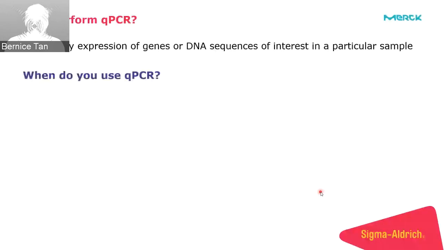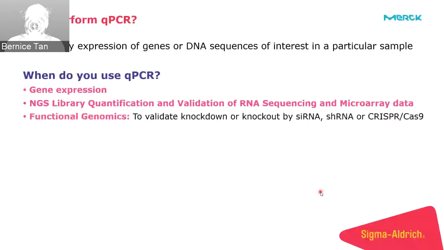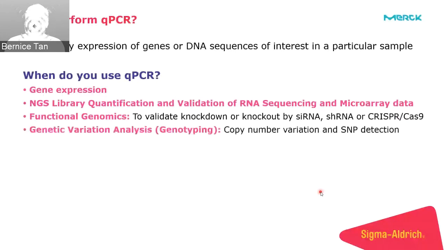So what is it commonly used for, or when do you use qPCR? The most common application, I think for most of you, will probably be gene expression analysis. But qPCR can also be used for things like NGS library quantification, validation of RNA-seq data, and microarray data. If you're doing functional genomics, qPCR can be used to validate knockdown or knockout by RNAi method or CRISPR-Cas9 systems. qPCR is also commonly used for genetic variation analysis, such as copy number variation and SNP detection.